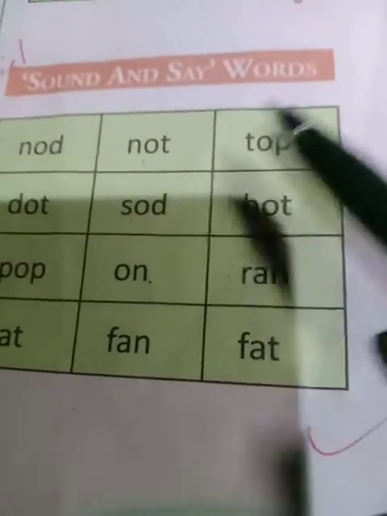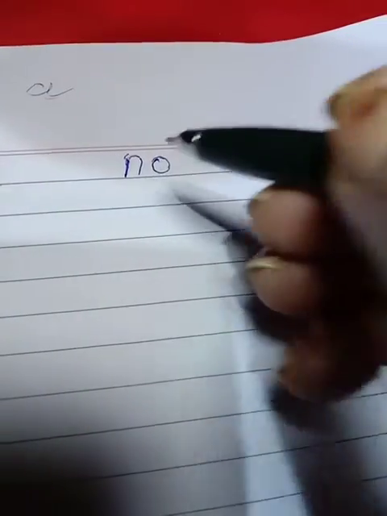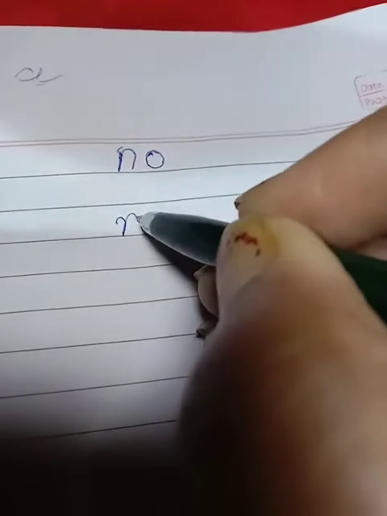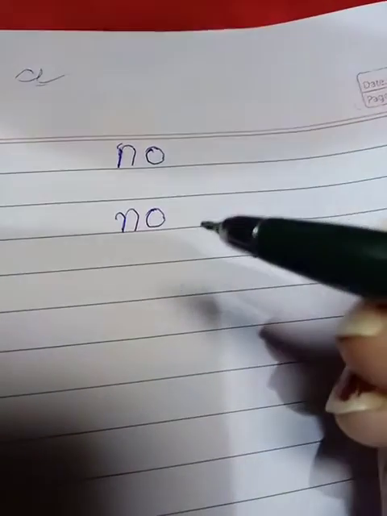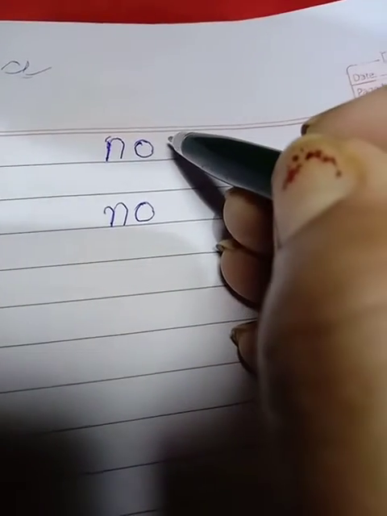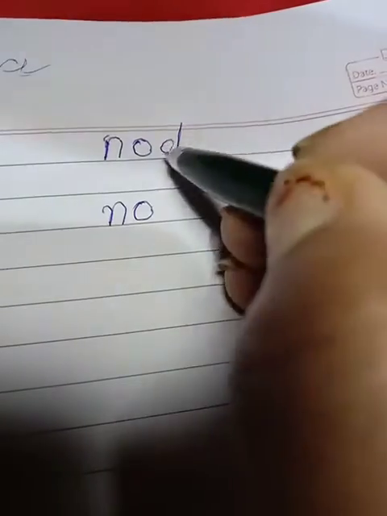Now we had done this nod, not top. Now we'll do it in writing, okay? Now writing, see, no, N-O, no. Again, no, N-O, no. Okay, no. Now if I put D here, so what does it become?